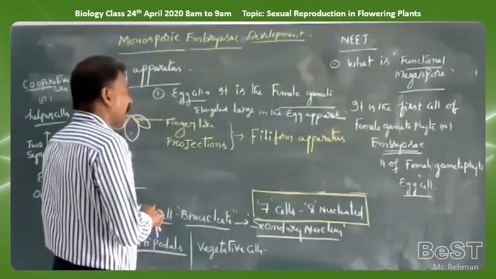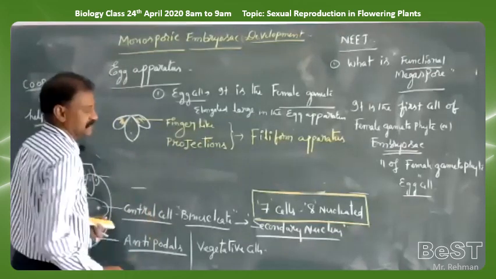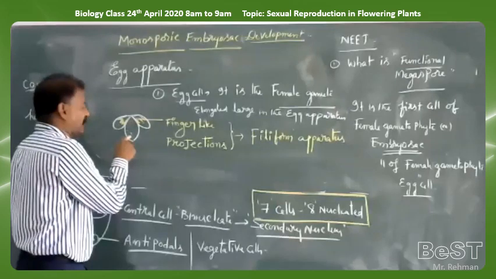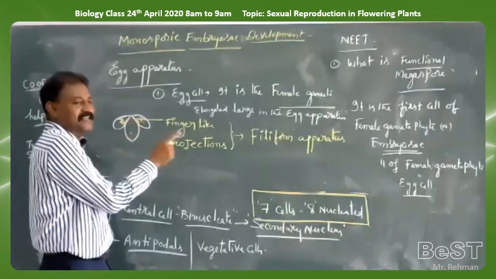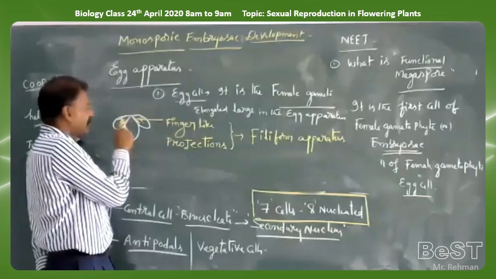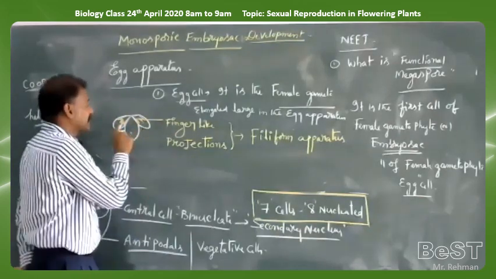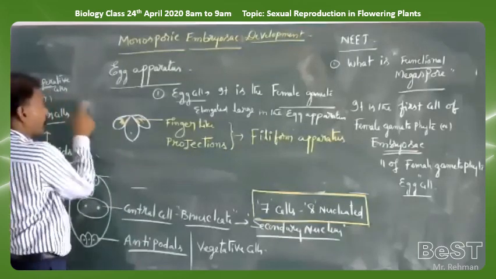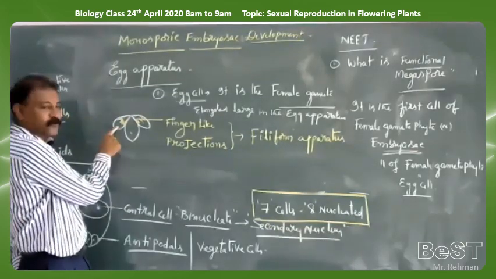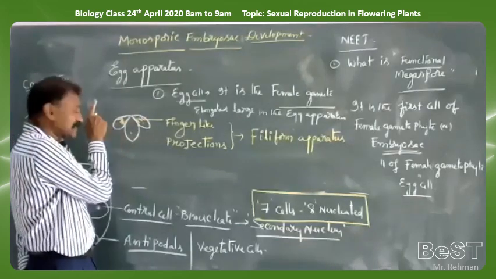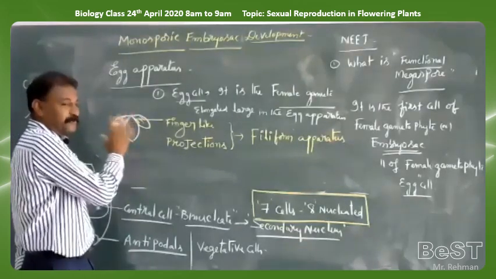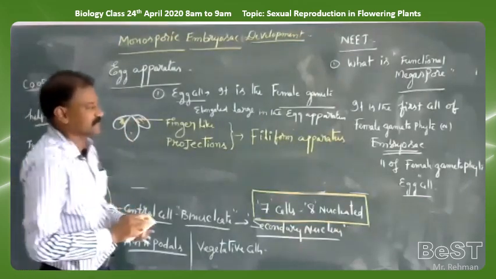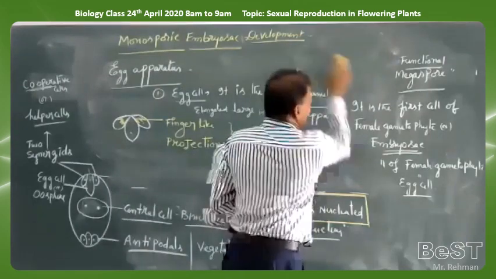Sir, what is the function of this filiform apparatus? What is the role of the egg as a female gamete? It undergoes fertilization to mix with the male gametes. And what are these synergids? These synergids are called helper cells, or cooperative cells. Why were they called cooperative cells or helper cells? Because they help in the process of fertilization. How, sir? How are they going to help in the process of fertilization? Let us see this.